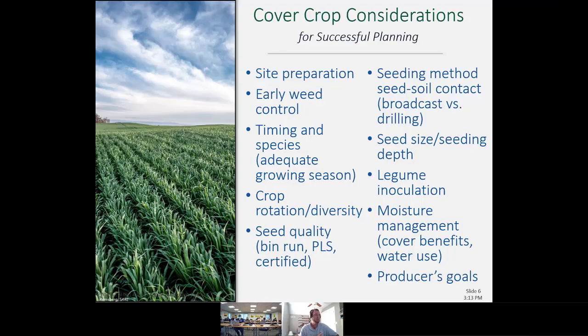Also, we should make sure that we keep in mind the timing and the species. We need to make sure that we have an adequate time period of that growing season so that we can actually get the recommended intent of the cover crop that we're going to plant. Do we have enough calendar days left in that growing season to get those desired benefits? Also think about that crop rotation or diversity. We kind of mentioned that a little bit earlier.